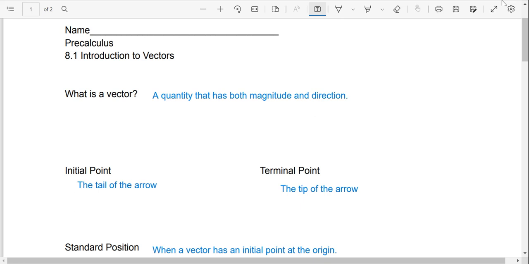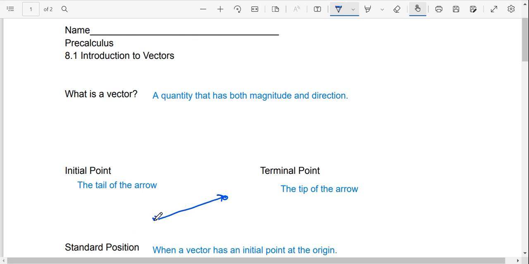So first, what is a vector? The definition for it is that its quantity has both magnitude and direction. Now we don't know what magnitude is yet. You should know what direction is, right? It's when you're going somewhere with it. And what does the vector look like? It looks like this. I'm going to draw it down here because it's going to help us with our next definition of initial point and terminal point. Because this is what a vector will look like.